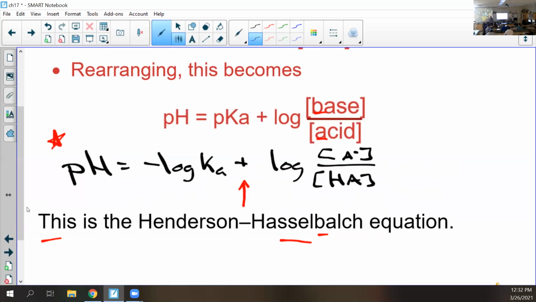They're the same, aren't they? Well, A minus is the conjugate base, and HA is the acid. I personally remember B over A.